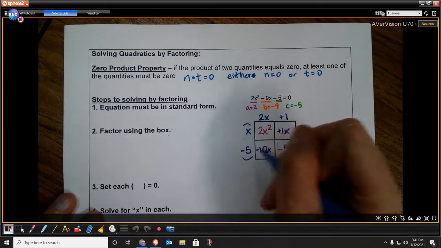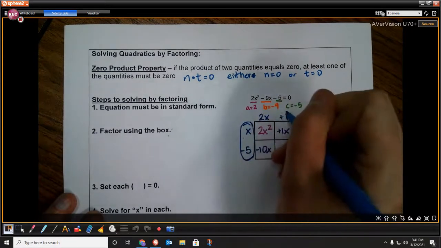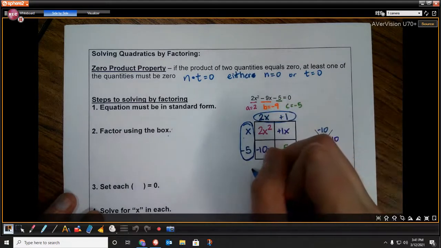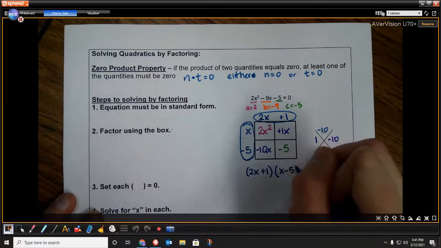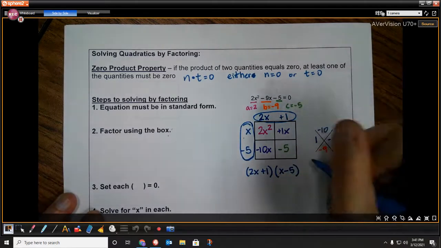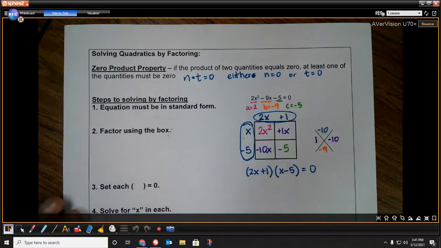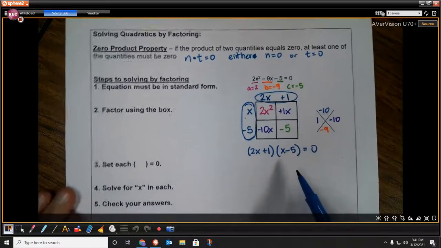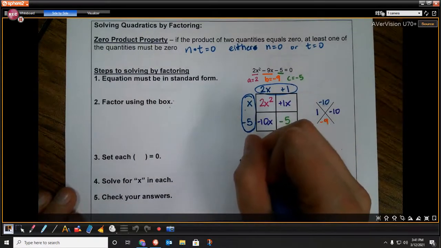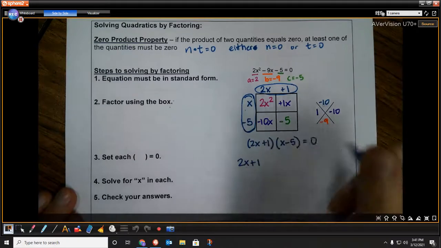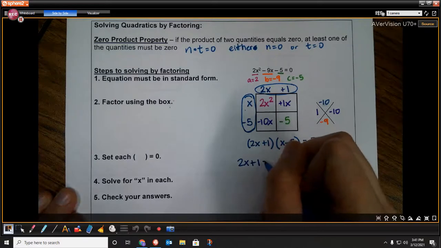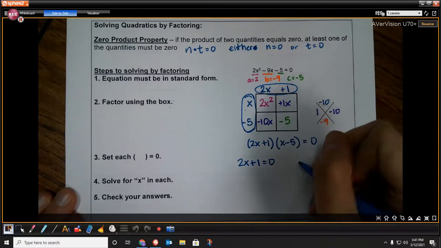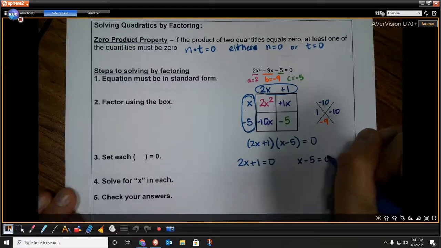So that means that my 2 factors are right here, the numbers on the outside. So we can set 2x plus 1 and x minus 5. And remember, they are equal to 0. And so now what we can do is we can set each one equal to 0. Because remember, either our first factor, 2x plus 1, is going to be equal to 0, or our second factor is going to be equal to 0.